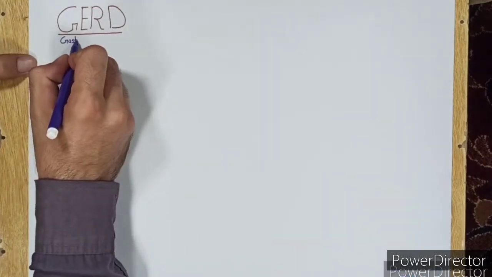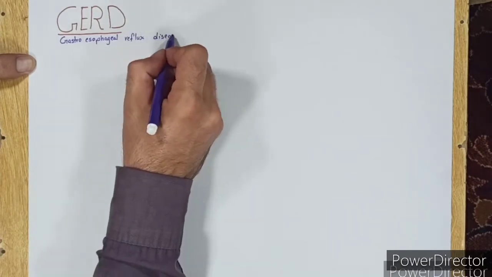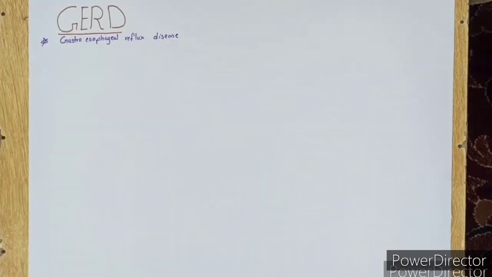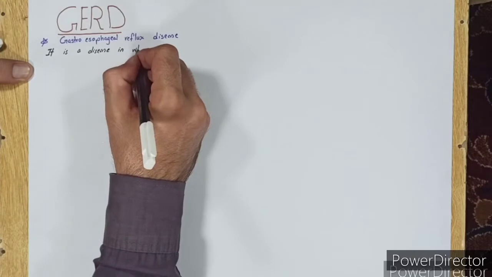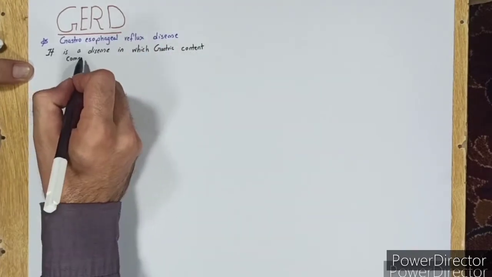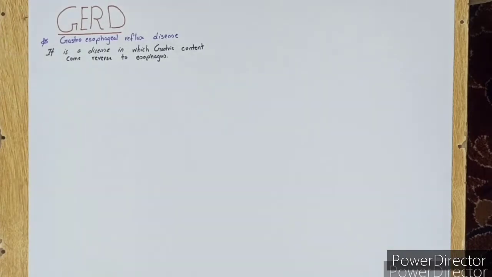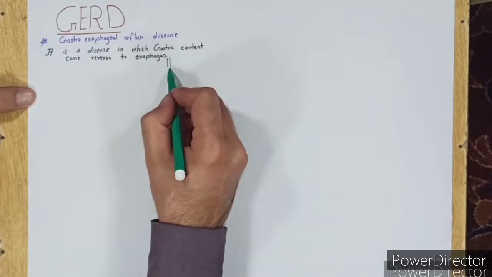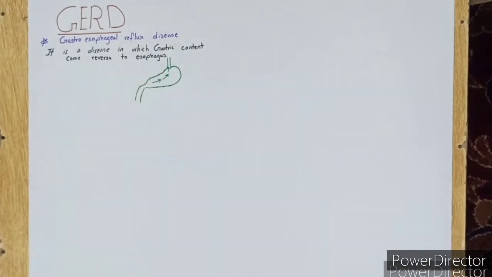Gerd is a short form of gastroesophageal reflux disease. So we will come to define what is Gerd. It is a disease in which gastric contents come in reverse to the esophagus. When this happens, it produces Gerd. Like you see in this shape, the gastric contents go back to the esophagus.